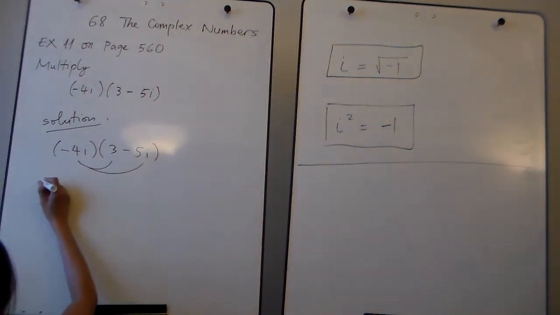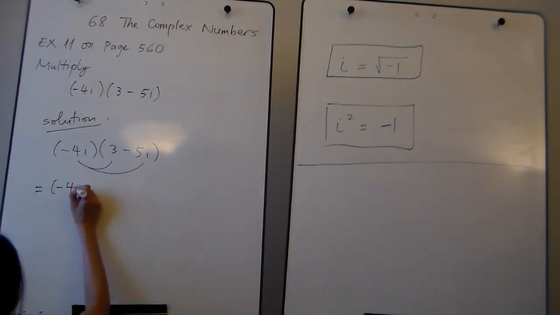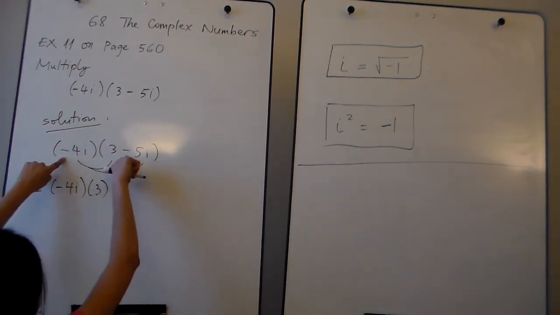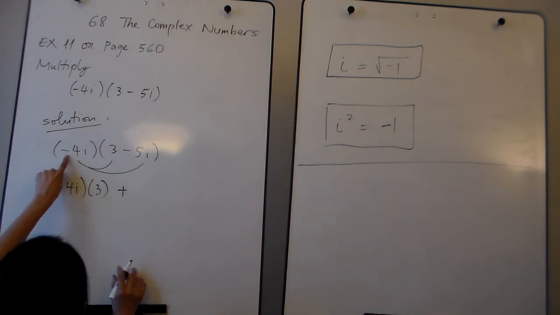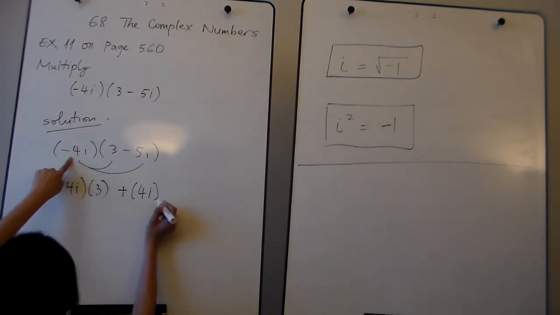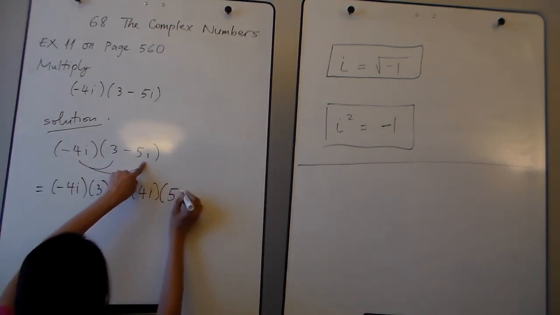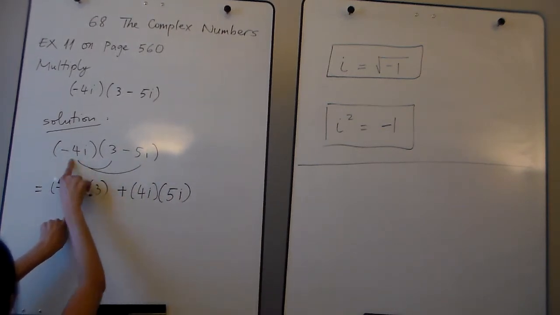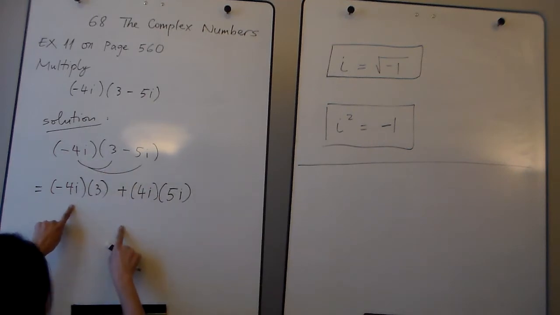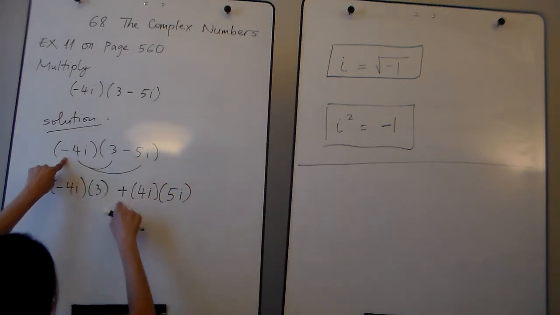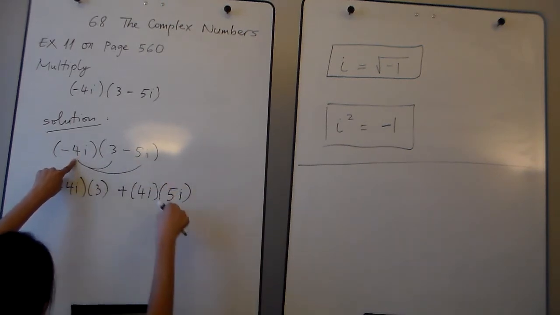So negative 4i times 3. Negative times negative is positive. Okay? Negative times negative is positive. 4i times 5i. So make sure you see this. Negative 4i times 3 is right here. And then I take this and multiply this. This side, negative times negative is positive. 4i times 5i goes here.